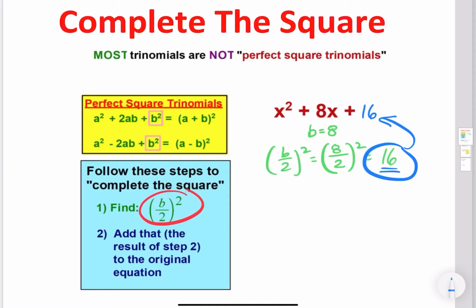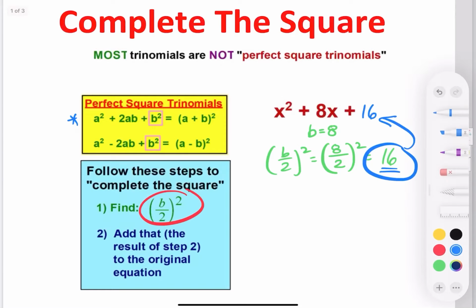Now, we do know that over here on the left, we can see that a perfect square trinomial has these formats: a squared plus 2ab plus b squared, and it's going to give you that factored form of a plus b squared. And we also have the same thing underneath: a squared minus 2ab plus b squared is going to give you a minus b squared in factored form.